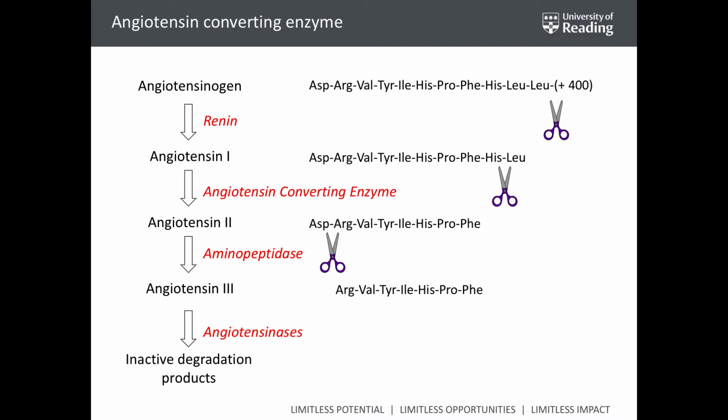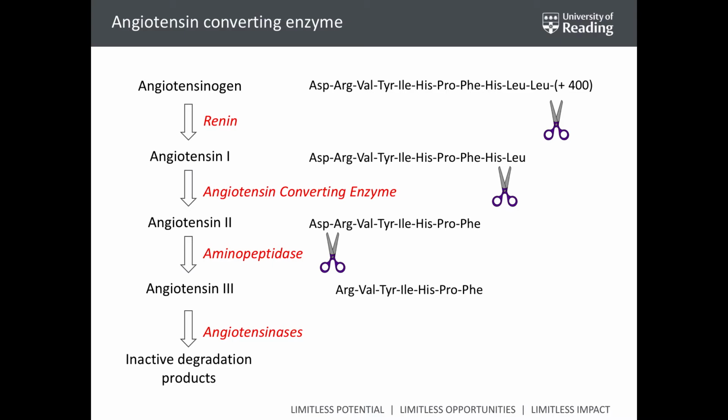So here we have angiotensinogen. This is released by the liver. This is processed by renin, which is also a protease, which I've represented here by a pair of scissors. This binds to and cleaves angiotensinogen, releasing angiotensin 1. The peptide sequence of angiotensin 1 is shown here.